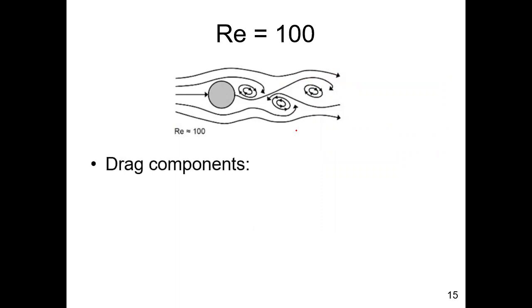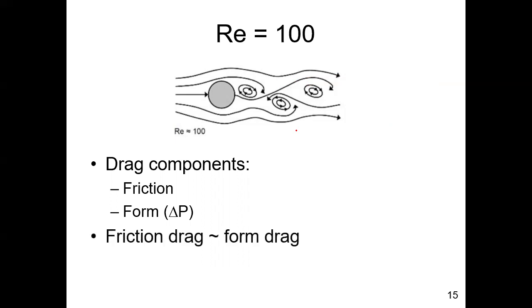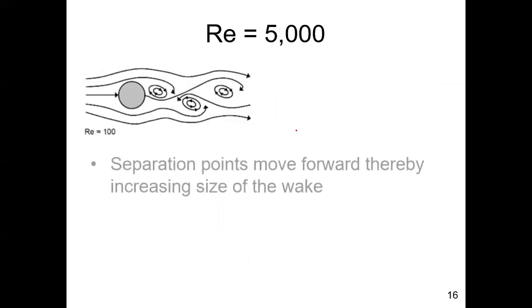So again, we're still at the Reynolds number of 100. And for the drag components, we still have friction and form drag. But remember, because the layer of separation is moving forward on the sphere, the zone at which you get friction is shortening. So friction drag is becoming smaller, but because the wake is increasing, the form drag is increasing. Overall, total drag is increasing compared to lower Reynolds numbers. So at this Reynolds number, friction drag is on the order of form drag.